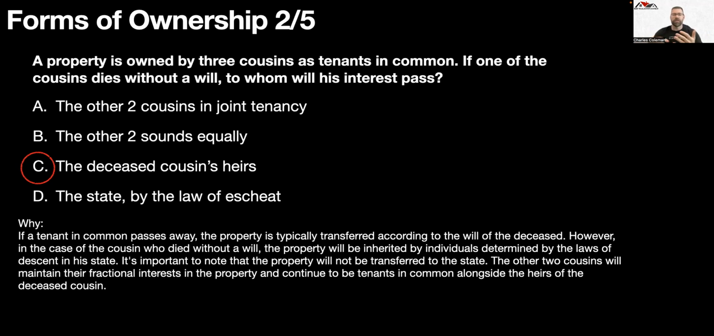So we just know that tenants in common does not have the right of survivorship. This is typically dictated through a will. And if there is no will, then we go through the court system. The court is the one that is going to be looking through and making the determination of who the property should be going to.